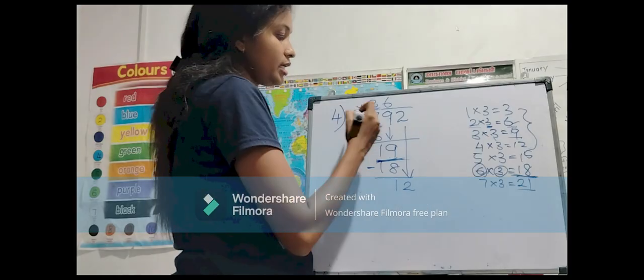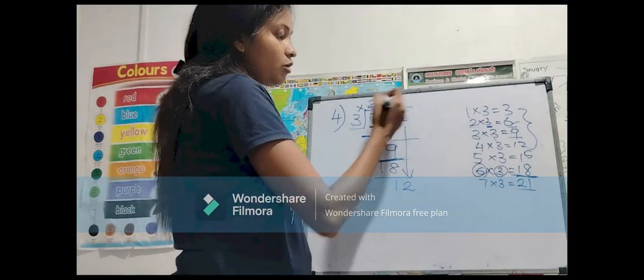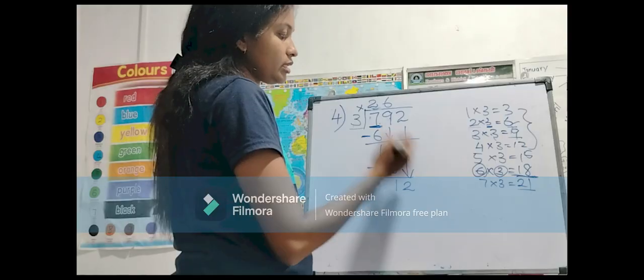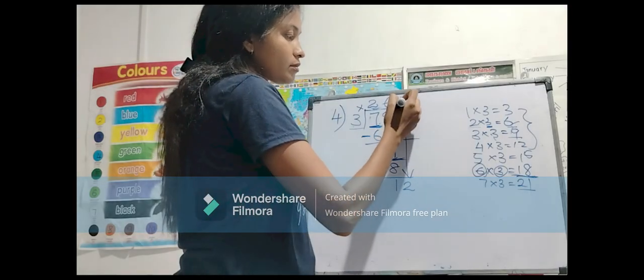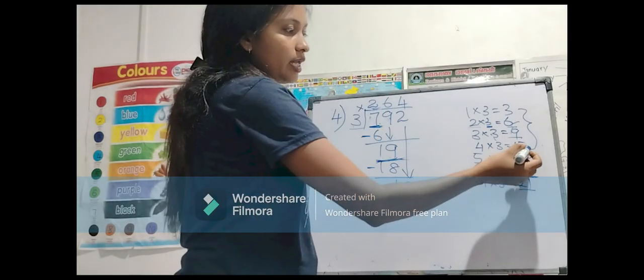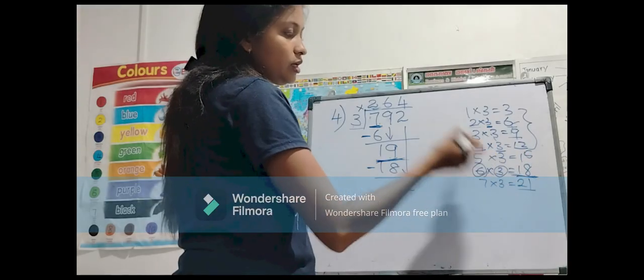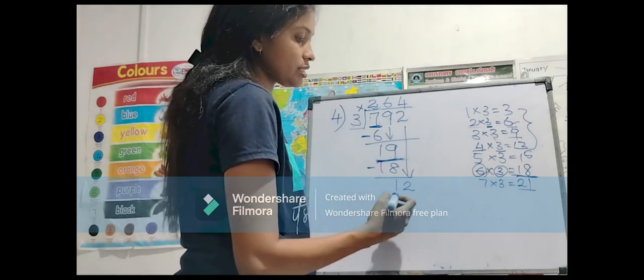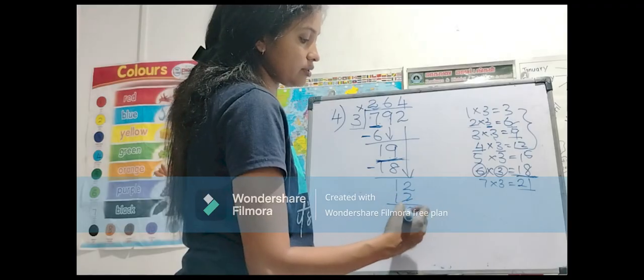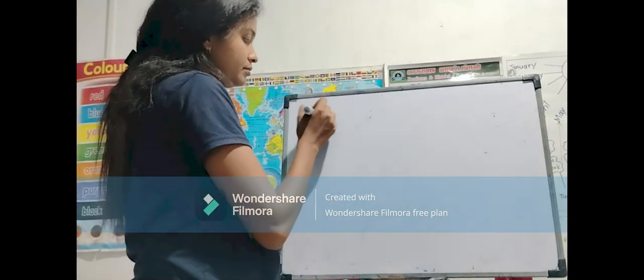12 divided by 3 is equal to how many? 12 divided by 3 is equal to 4. Right? Then 3 times 4 is equal to 12. 0. Sum.